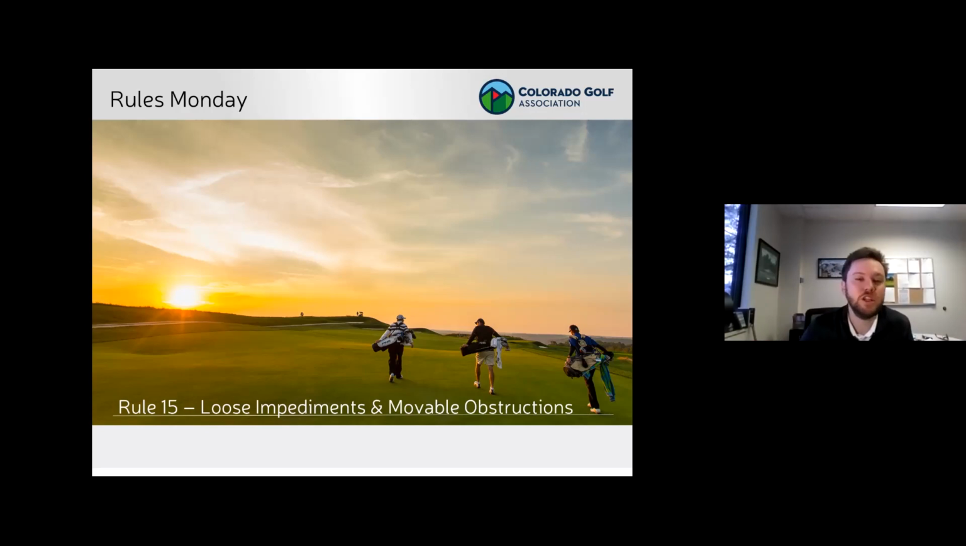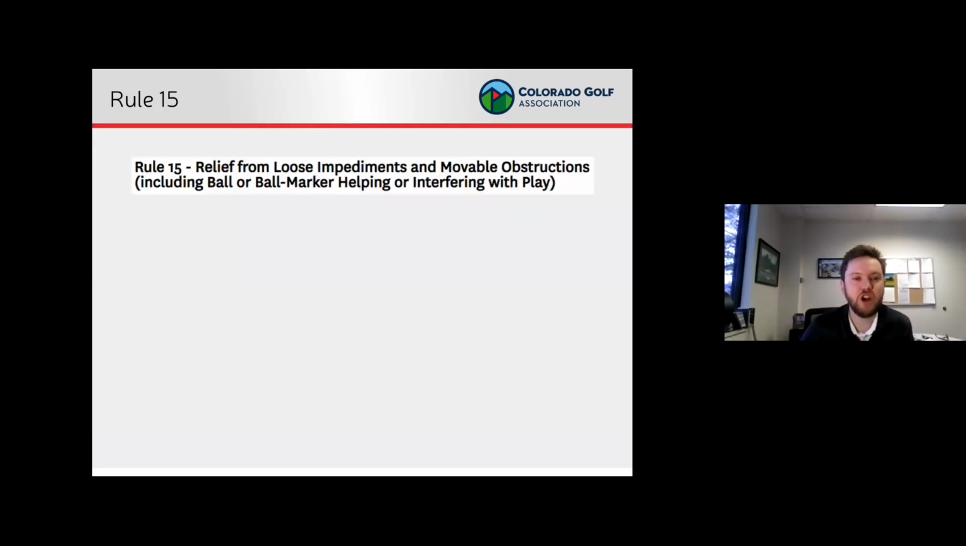At the end. So with that, let's go ahead and get started. So we're at Rule 15. This is relief from loose impediments and movable obstructions, including a ball or ball marker helping or interfering with play.